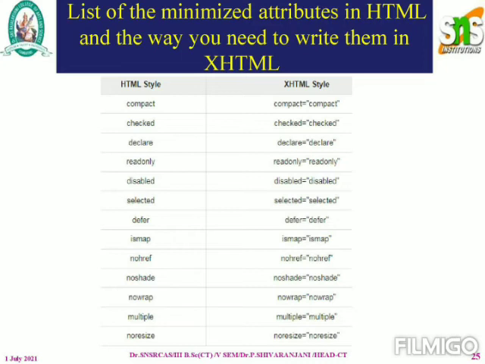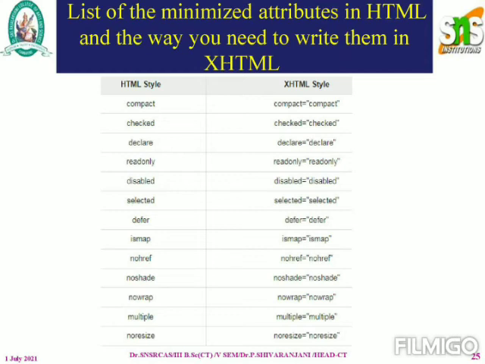If you want to make use of declare, write declare equal to within double quotes declare. If you want to make use of readonly, then you have to use readonly equal to within double quotes readonly. If you are using disabled, write disabled equal to within double quotes disabled. Select, then select equal to within double quotes select. And if it is defer, you have to use defer equal to within double quotes defer.